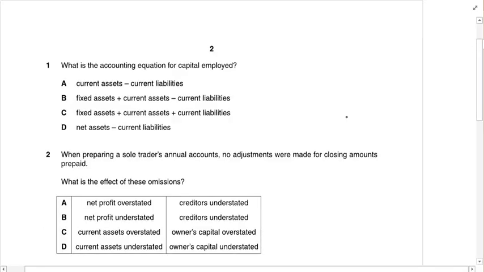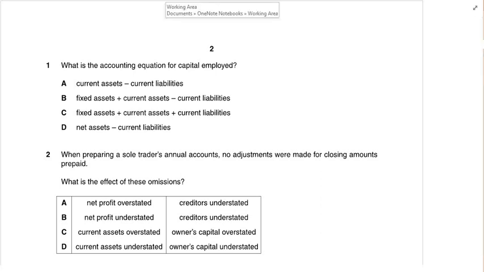Right, question number 1. What is the accounting equation for capital employed? There are different ways of calculating capital employed, and this is one opportunity to refresh our memory on how capital employed is calculated. So I'm going to show the ways in which capital employed is calculated, and then we pick the correct alternative.